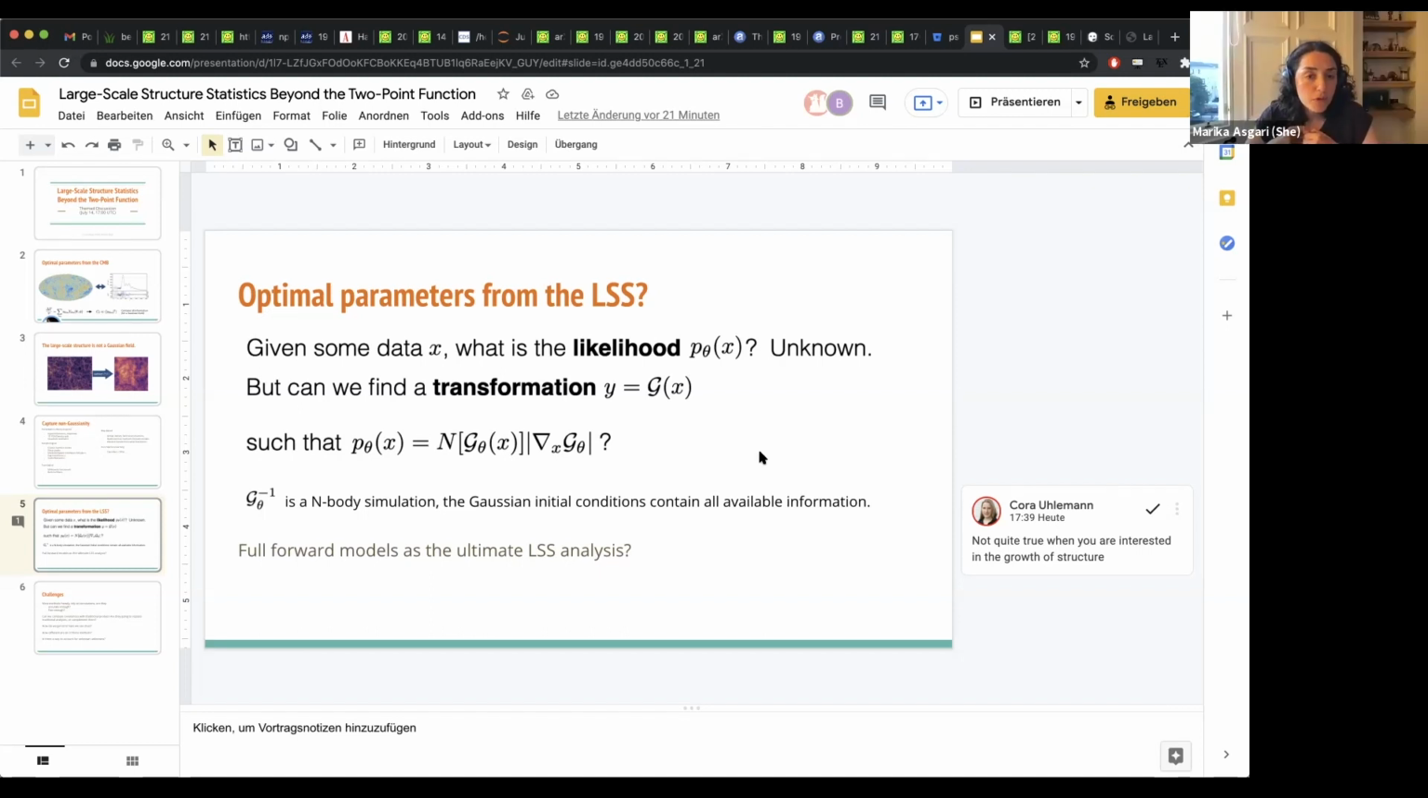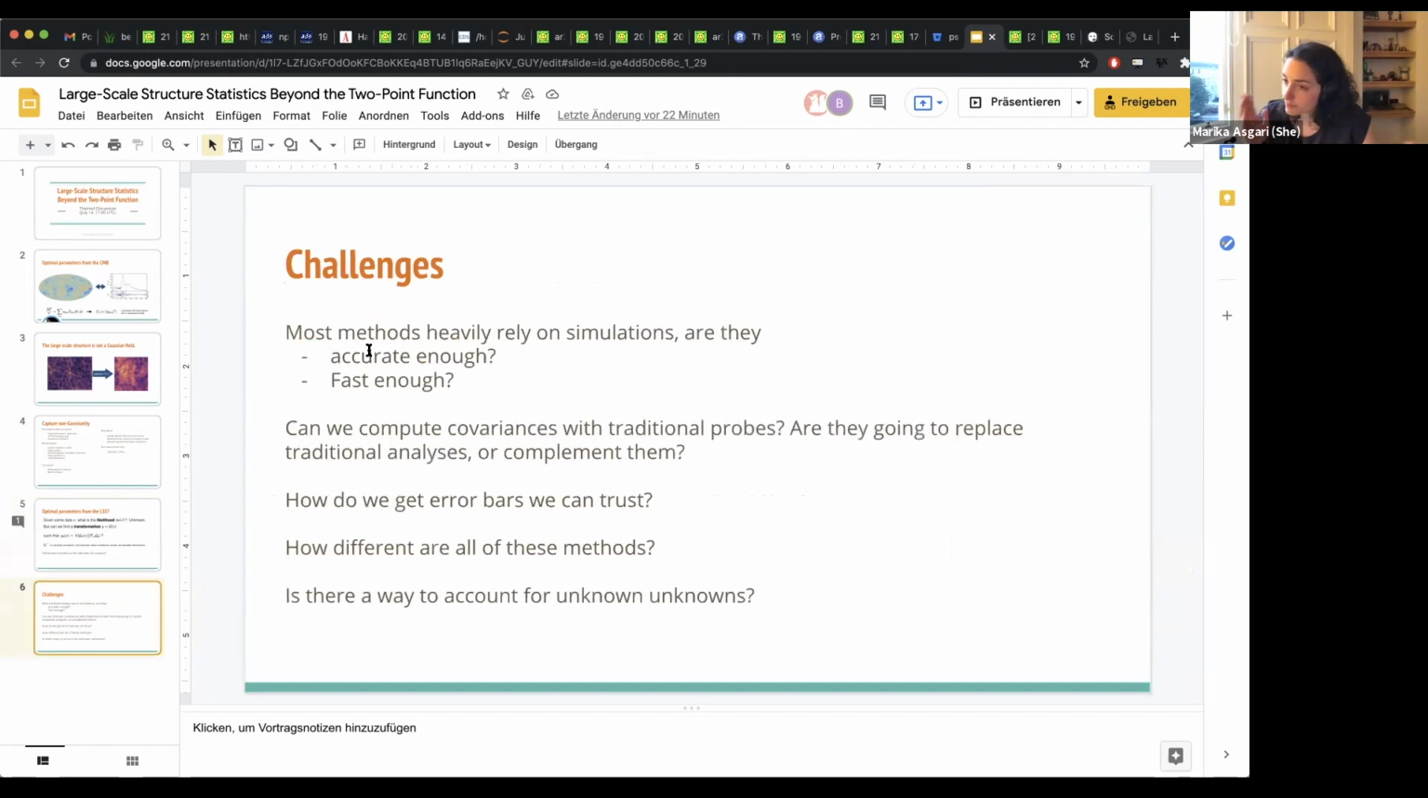I think this is a problem with all of these beyond 2-point statistics, that you have to trust your simulation or your modeling. And that's why a lot of people prefer to just use 2-point, because you can understand it. So it's not just a problem with the method you were suggesting. All of them have this problem, basically, to some extent.